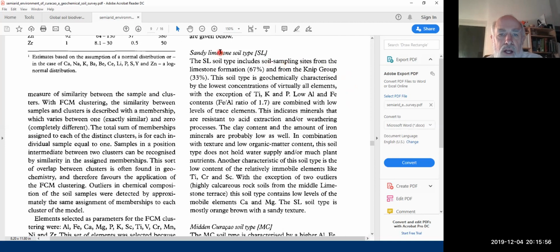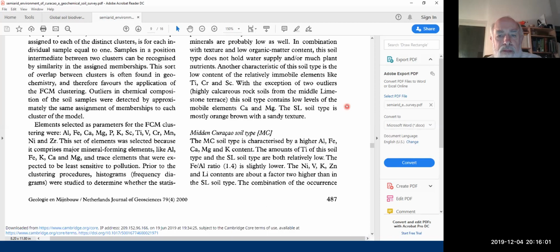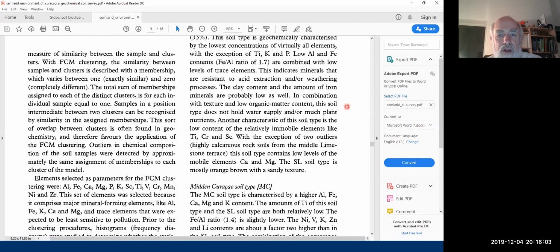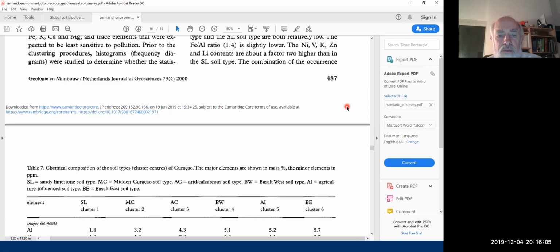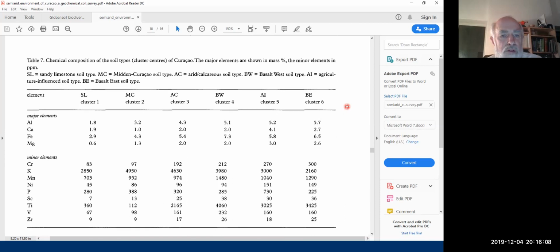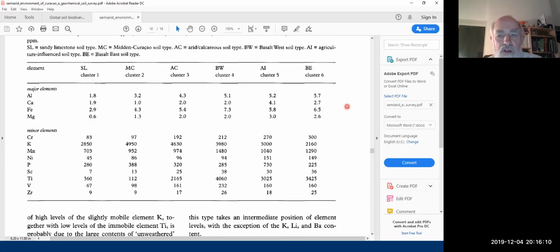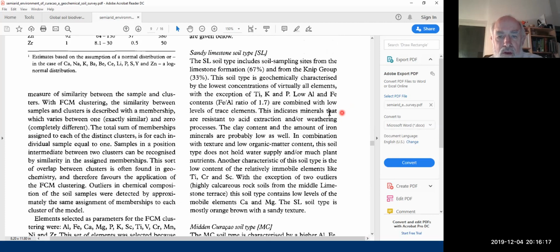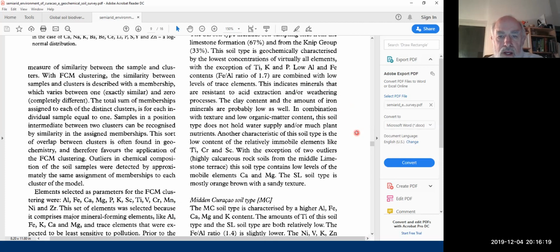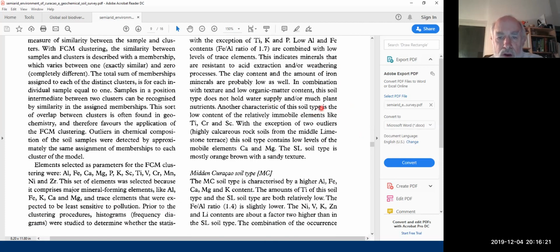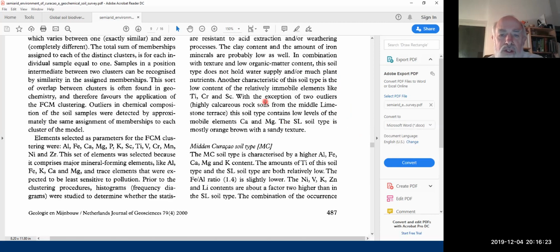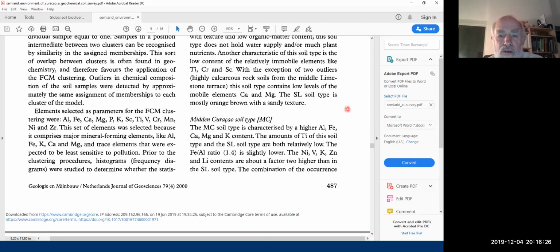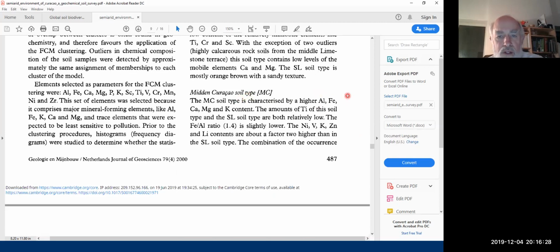Okay, sandy limestone soil type. So this is the details of the descriptions of each of the soil types. Here's the data I showed you, but here they describe in more detail the sandy limestone type and the clay contents and water holding, all of these things. So this has some practical value. If you're on that, you would want to read this.